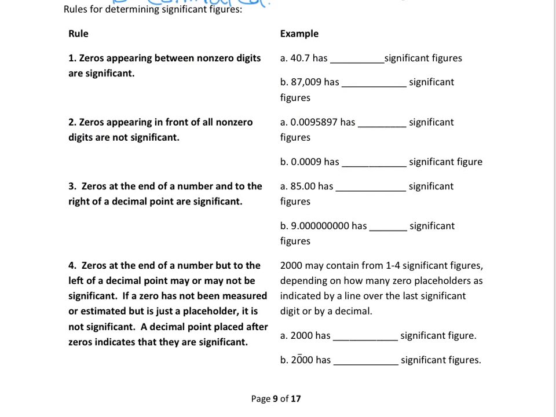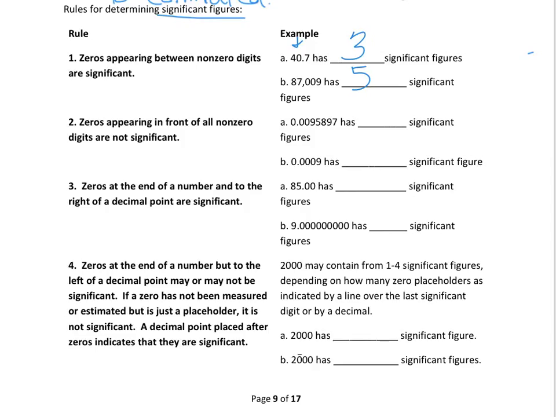So your rules for determining significant figures. These rules may seem a little overwhelming at the moment, but we're going to practice this in class as well, and you'll have this to refer to, but practice really does make perfect here. So the first rule is that zeros appearing between non-zero digits are significant. So that one has 3 significant figures. 87,009 has 5. The next rule, zeros appearing in front of all non-zero digits are not significant.